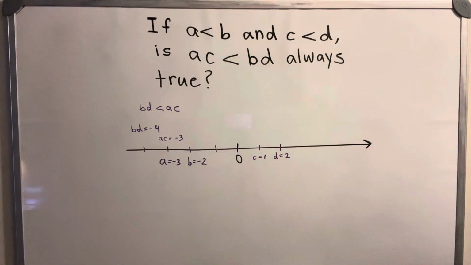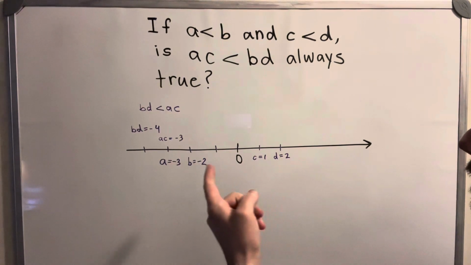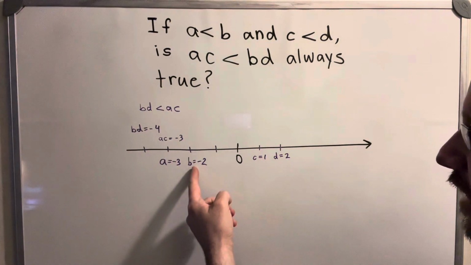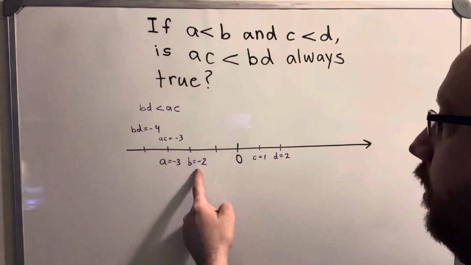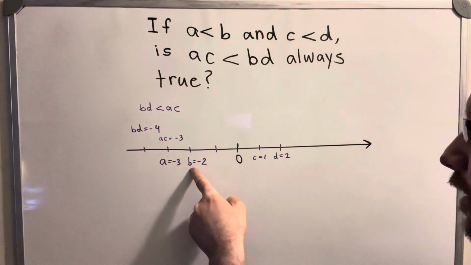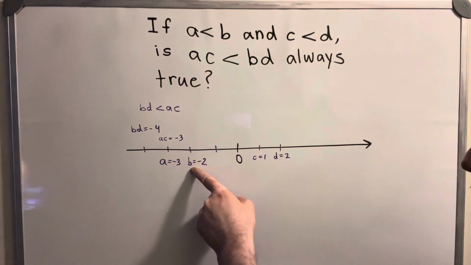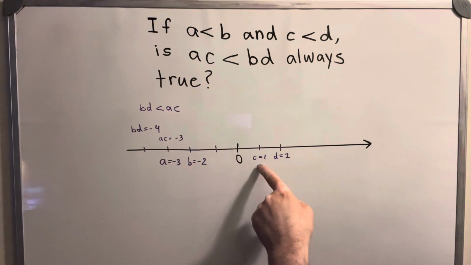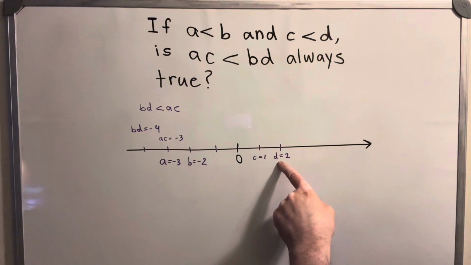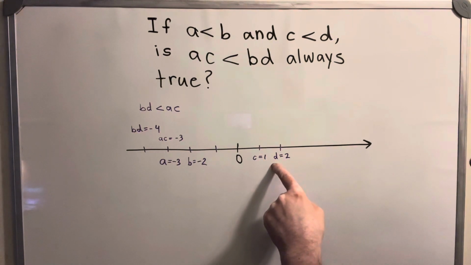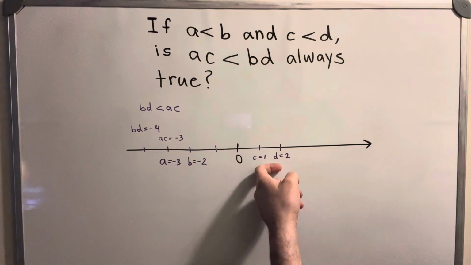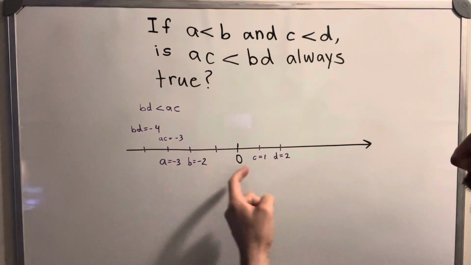Here's one counterexample. You can come up with an infinite number of them. Look at this. If we said A is -3, B is -2, and look, A is less than B because on the number line, A is to the left of B. C is 1, D is 2. Now C is less than D because C is to the left of 2 on the number line. So we have A is less than B and C is less than D.